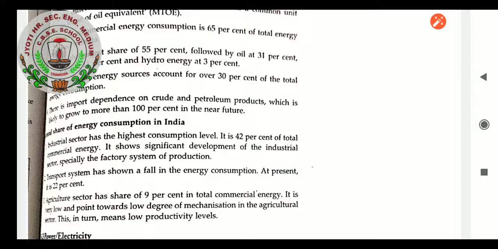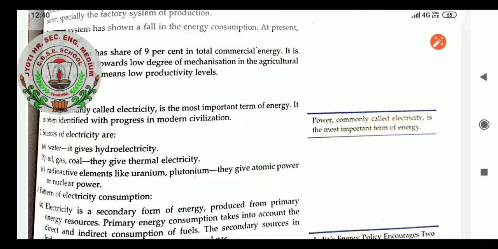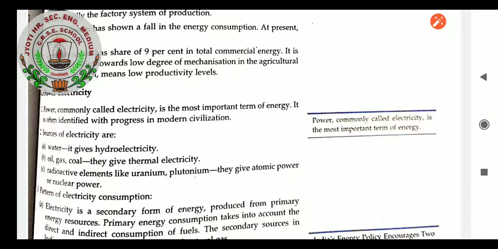Power, electricity, when we see, students, power, commonly called electricity, is the most significant term of energy. It is often identified with progress in modern civilization. It is the light by which we can see now. Without candles we can work day and night. Sources of electricity are water, which gives hydroelectricity; oil, gas and coal, which give thermal electricity; and radioactive elements like uranium and plutonium, which give atomic or nuclear power.